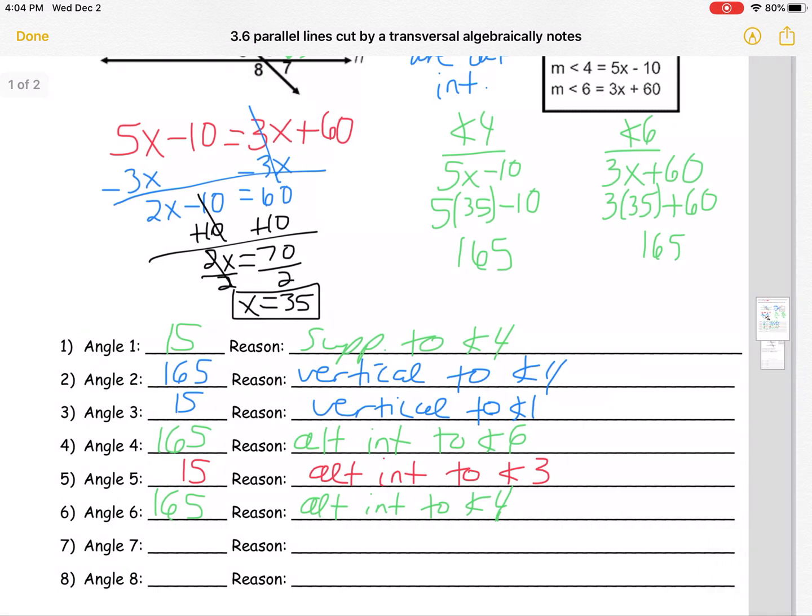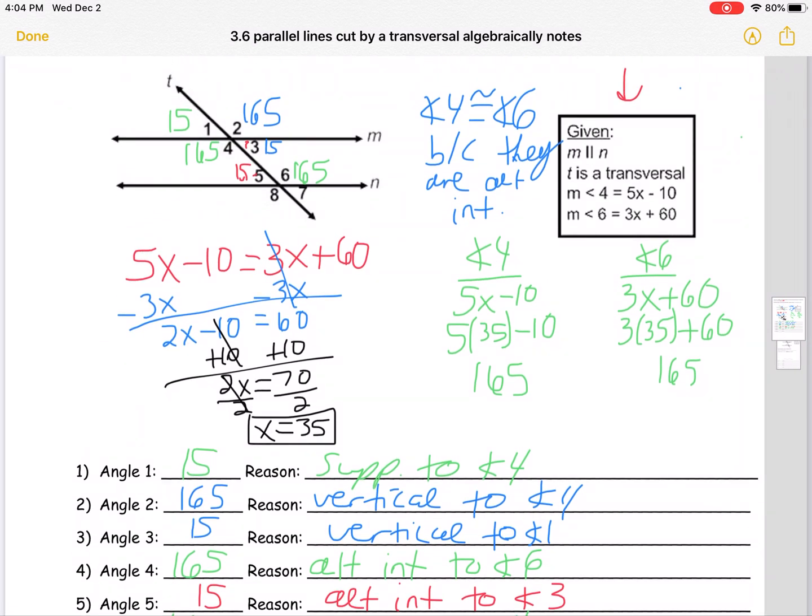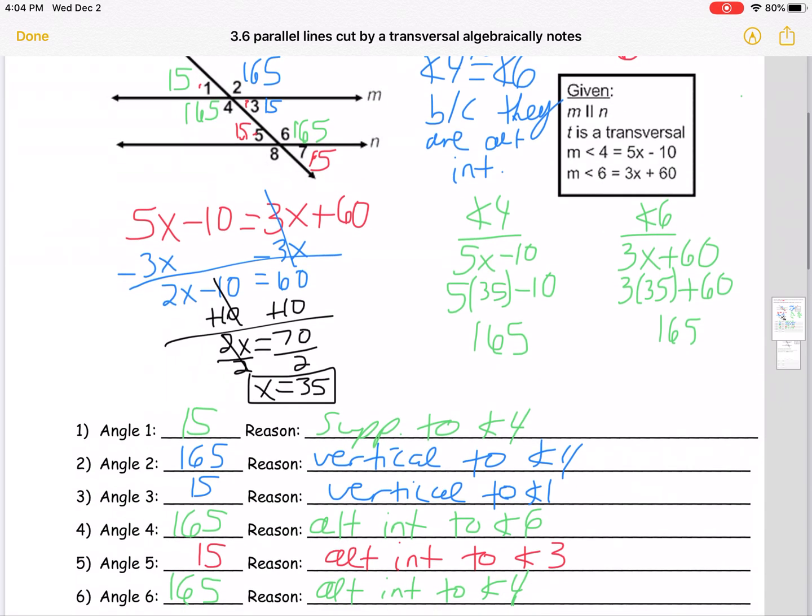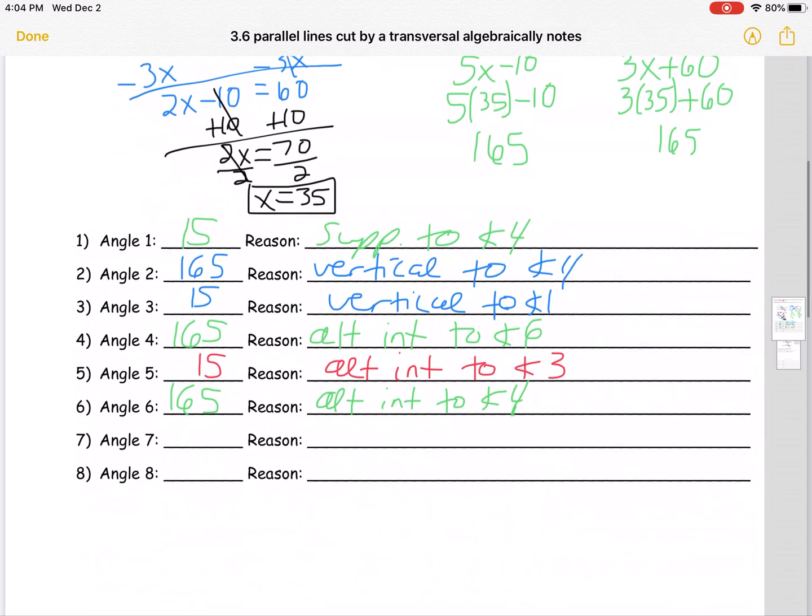All right, angle 7. Let's see. Angle 7 is right here. There's a bunch of different ways you can find angle 7. I'm going to write that angle 7 is 15 because it's alternate exterior to angle 1. You can also write that it's corresponding to angle 3. You can also write that it's vertical to angle 5. You can pretty much write any of those. But I'm going to write angle 7 is 15 because it's alternate exterior to angle, what was that again? Let's see. Angle 7 was alternate exterior to angle 1.